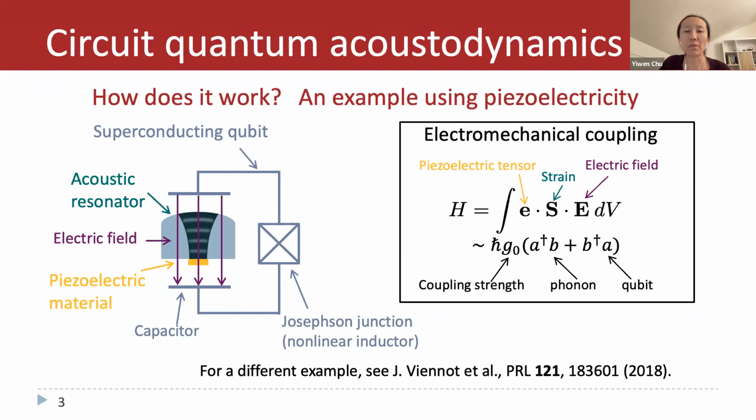And of course, you can then rewrite this in a quantum formulation in terms of a and b, which are the annihilation operators for the mechanical mode, which annihilates a phonon, and the qubit, which here we're just representing as an electromagnetic mode. All right. And what are some of the basic things that this allows you to do?